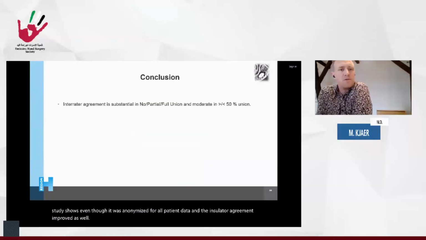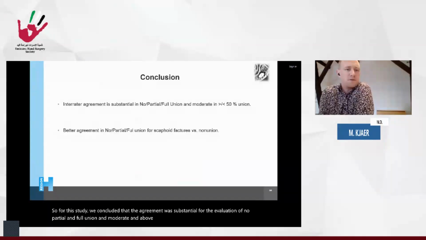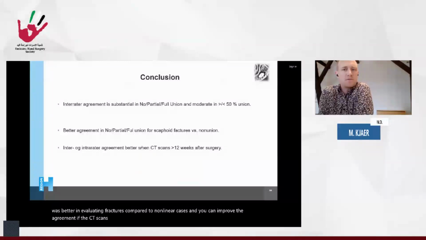So for this study, we concluded that the agreement was substantial for the evaluation of no, partial and full union, and moderate in above and below 50% union. And the agreement was better in evaluating fractures compared to non-union cases. And you can improve the agreement if the CT scans are done above 12 weeks after surgery.